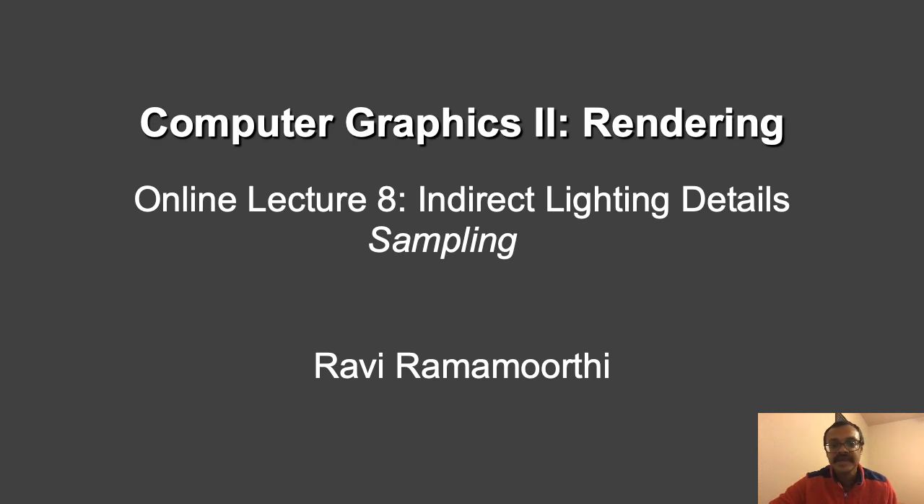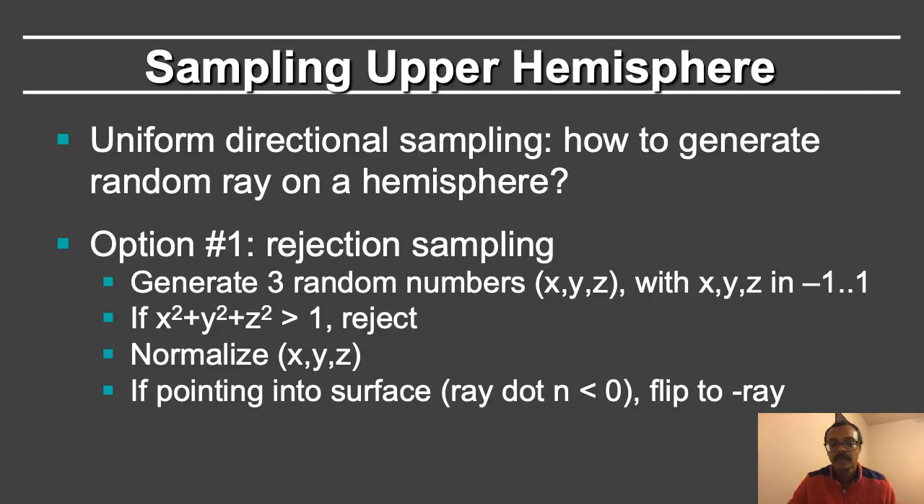We will now discuss various practical issues in terms of sampling for your path tracer. The first thing we need to do is generate a sample in the upper hemisphere. Now this can be done by uniformly sampling the upper hemisphere. One approach to do that is rejection sampling.